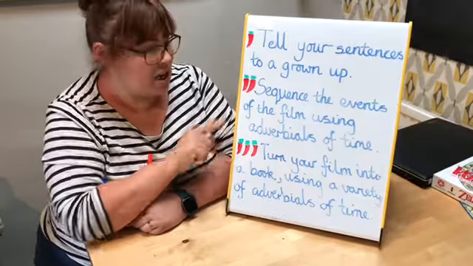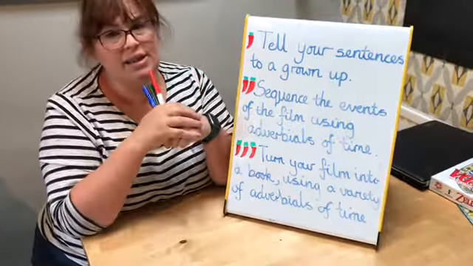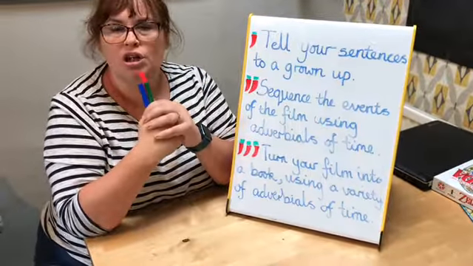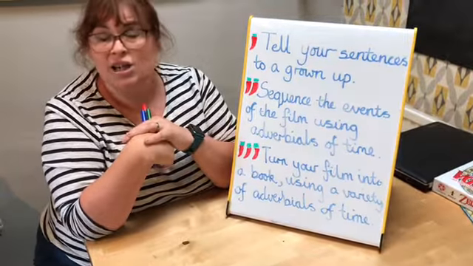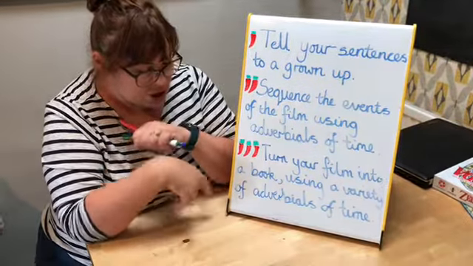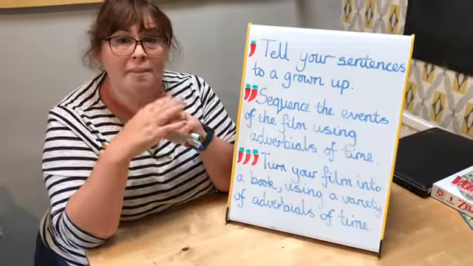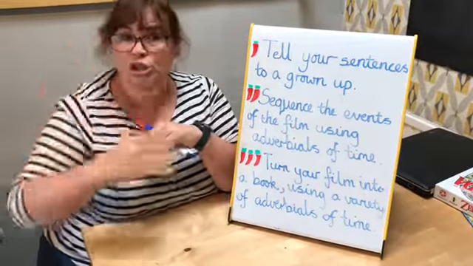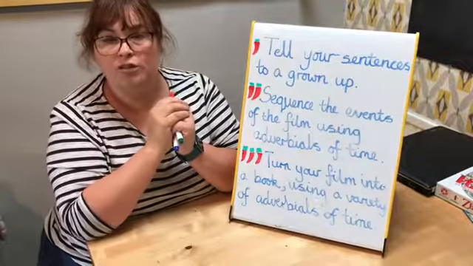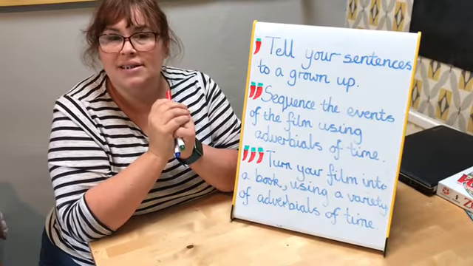So this is where you take your sequence sentences and you expand them, add some more detail, add a little bit more drama to it. Maybe you want to add adjectives to add a little bit more detail and interest, and you might want to change up the adverbials of time: suddenly, without warning, just at that moment, and make it a book. You could just do a story with some illustrations on a piece of paper, or you might actually want to fold some paper and create a book with maybe a picture from your film at the top and then your story underneath. That is up to you.